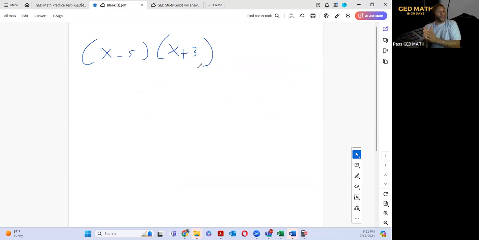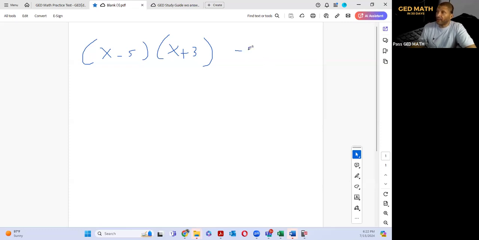Say, for example, I have x minus 5, x plus 3. Okay, this is a little different because both of them have just x. They don't have 2x, they don't have 3x, they don't have 1/3 x, it's just x, right? But I'm going to show you a little shortcut. Watch this.